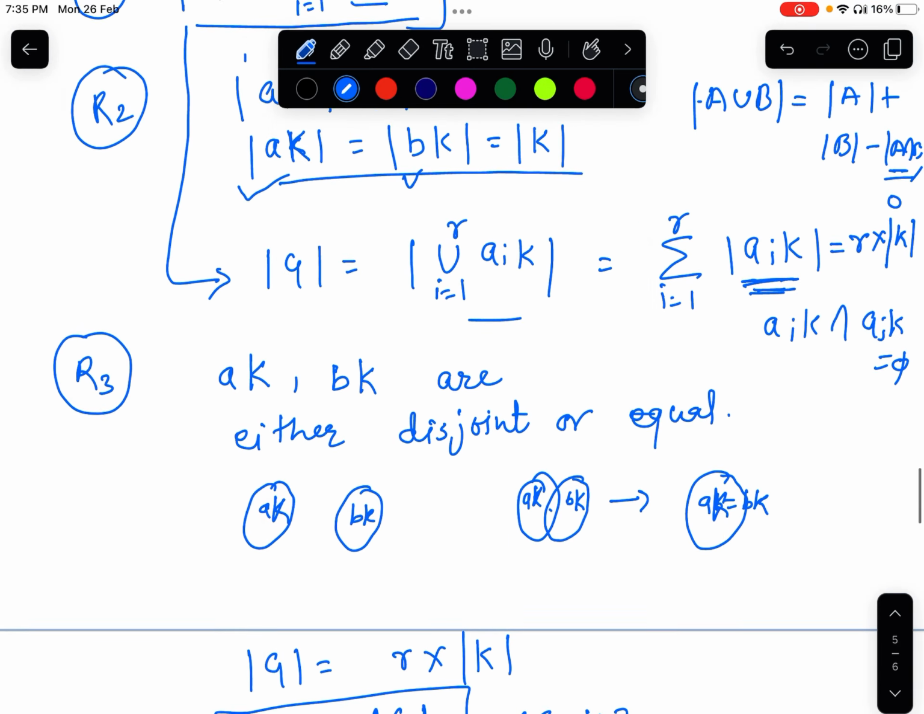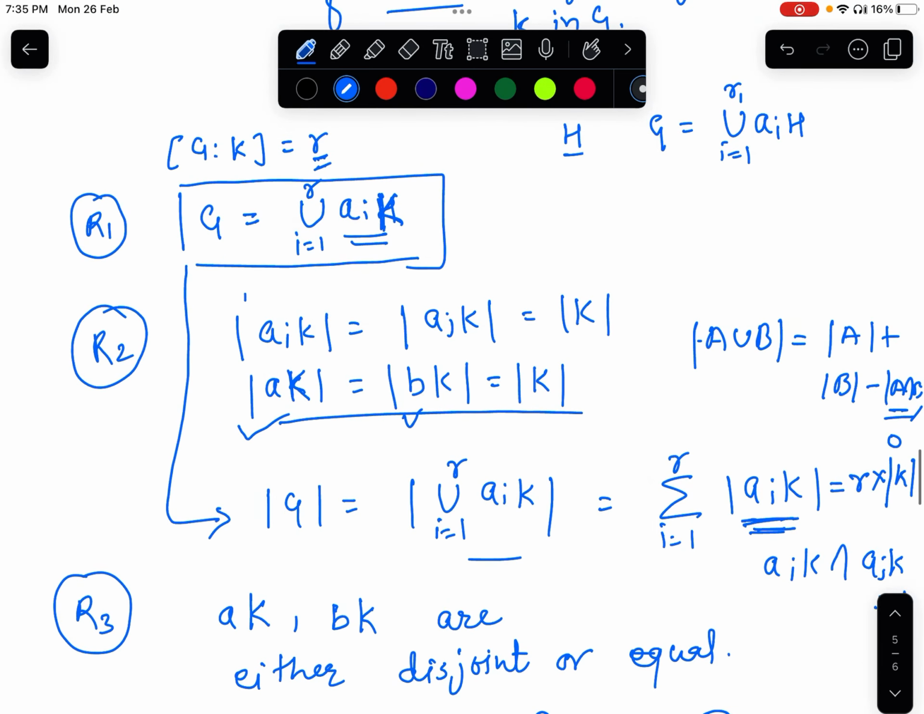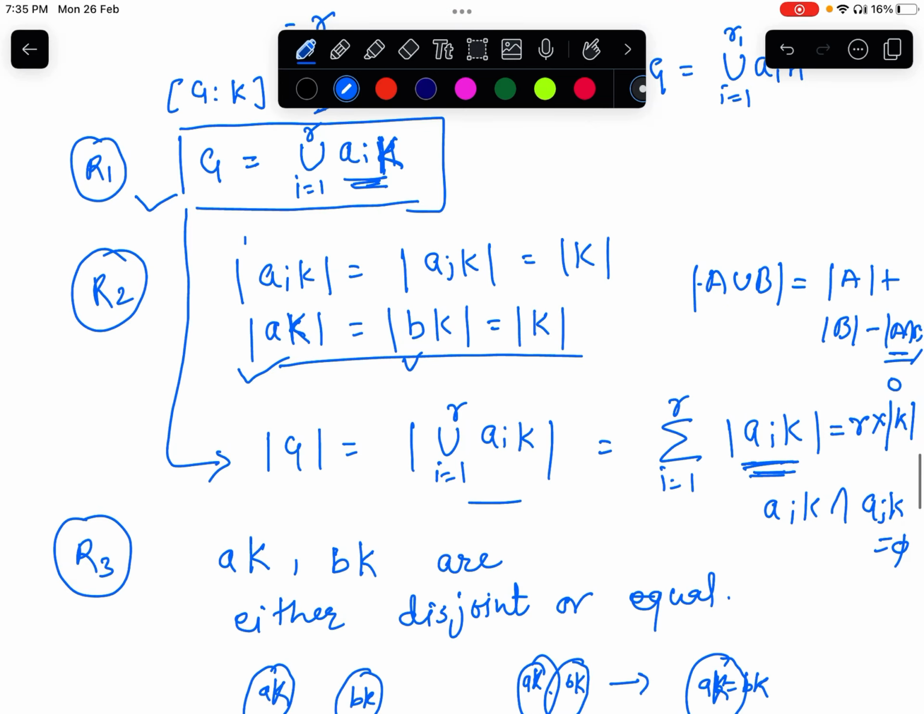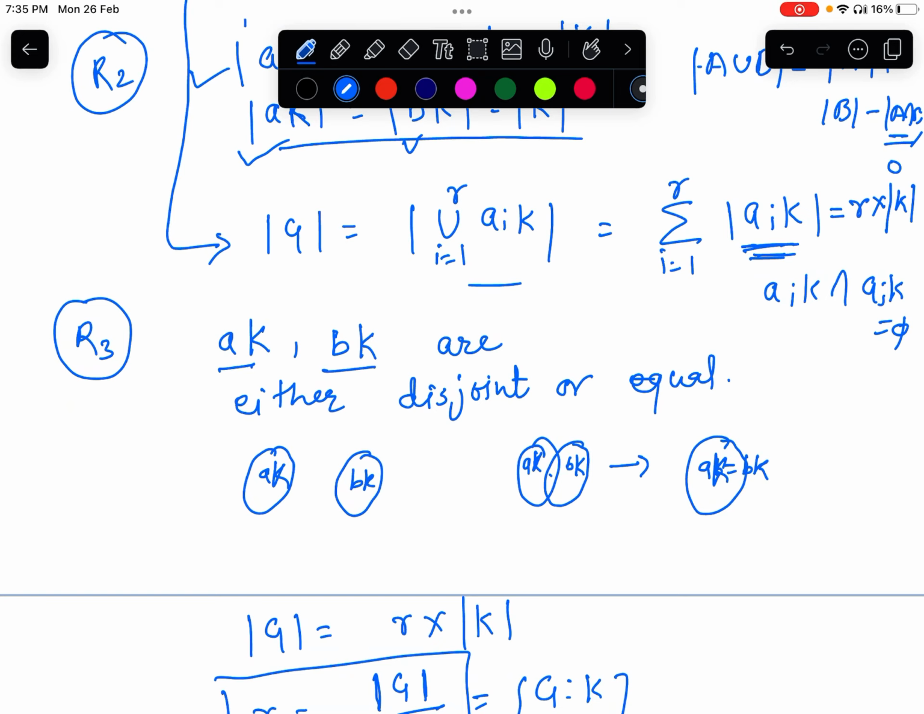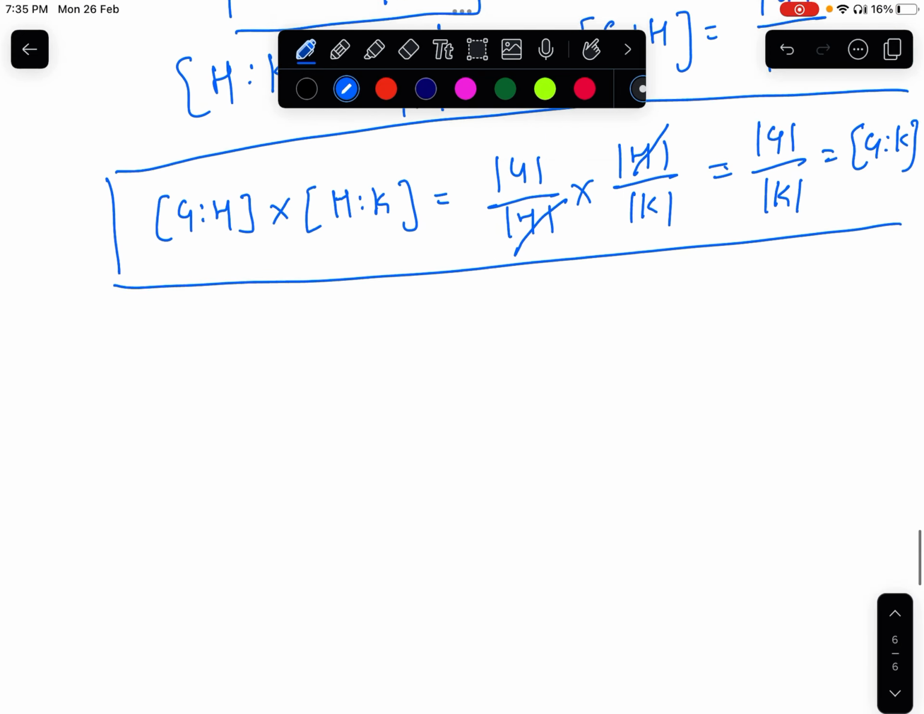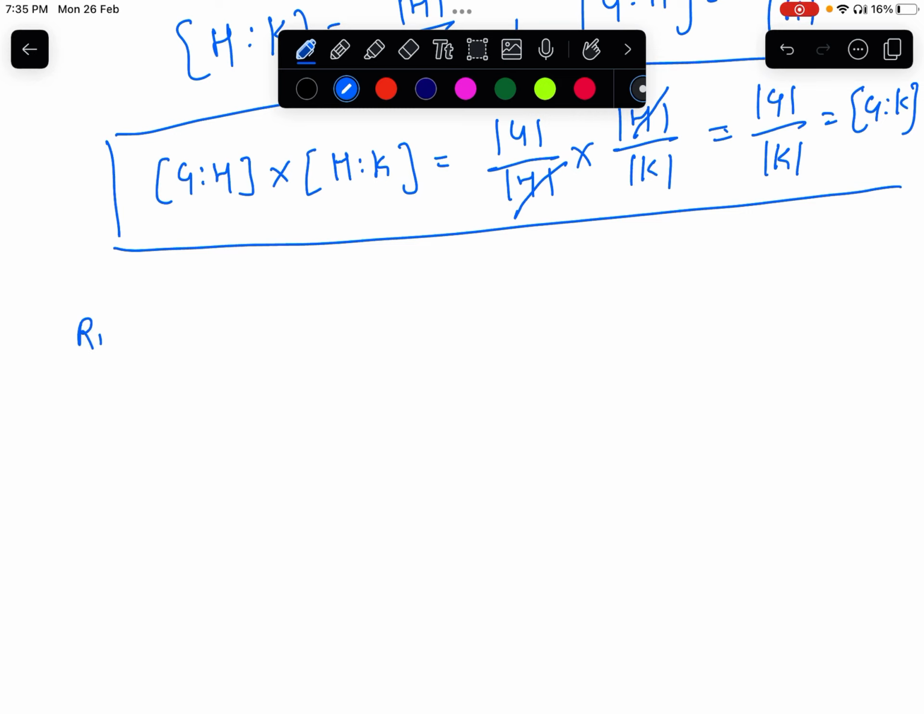That's it. Now we used three results. First, that G can be written as a union of distinct left cosets. Second, that the cardinality of the distinct left cosets is equal to the order of K. And third, that cosets are either distinct or equal. So first let us prove R1, that G can be written as the union of distinct left cosets of any subgroup H.